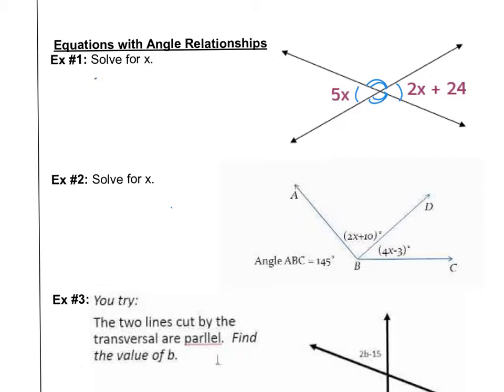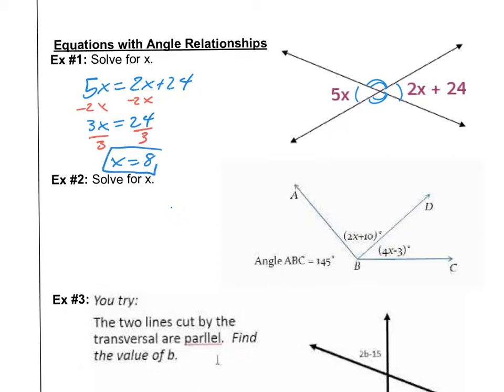So we're going to say, hey, 5x has to equal 2x plus 24. Well, now it's just a simple algebra problem, right? So now I'm just going to subtract 2x, and I get 3x equals 24. And then I'm going to divide both sides by 3. And I get that x equals 8. And what do you know? I solved for x. And I could take this and plug it back in and make sure they're the same.